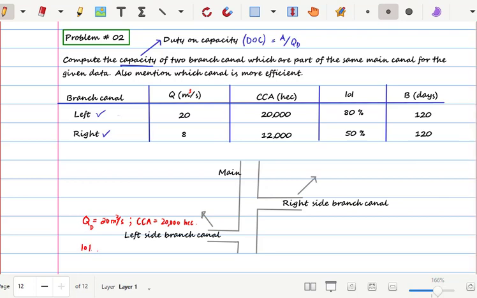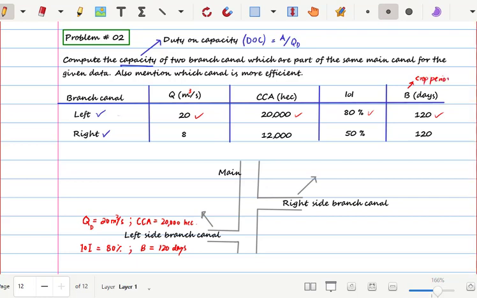What else is given? IOI is given to us. IOI is equal to 80%. IOI is intensity of irrigation. Intensity of irrigation is 80% for the left side. As you can see, this is all data related to the left side canal, and B is given to us. What is B? B is crop period, which is 120 days.